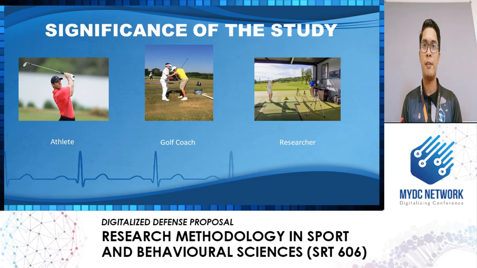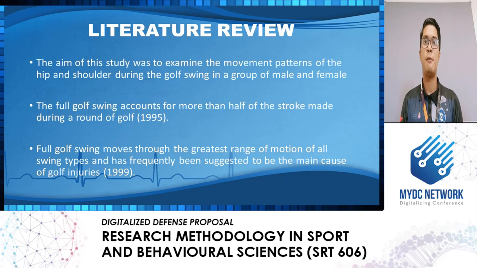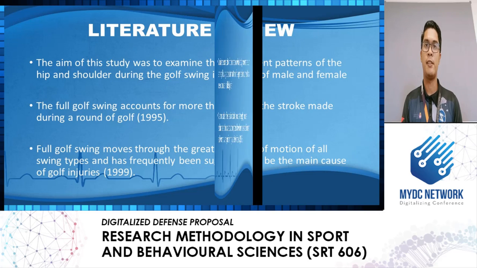For the literature review, the aim of this study was to examine the movement pattern of hip and shoulder during golf swing in a group of male and female. The full golf swing accounts for more than half of the strokes made during a round of golf, stated by Cobalt. The full golf swing moves through the greatest range of motion of all swing types and has frequently been suggested to be the main cause of golf injuries.